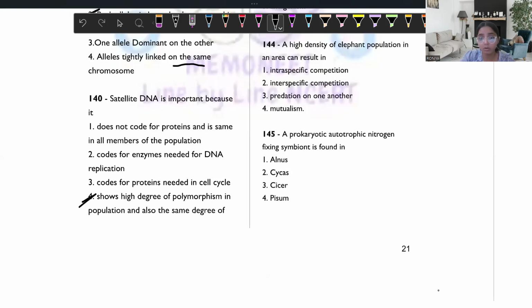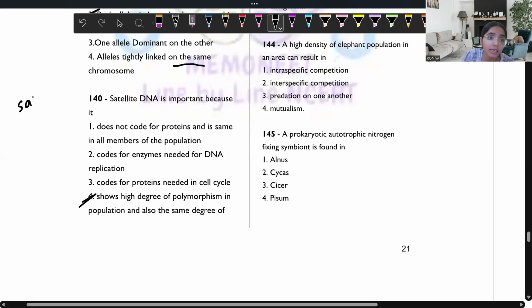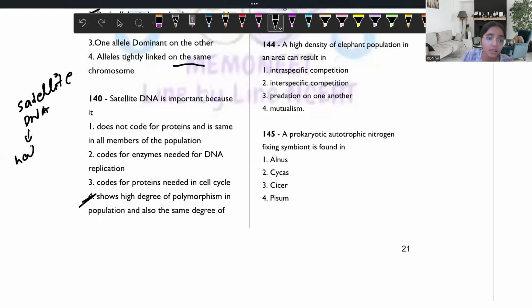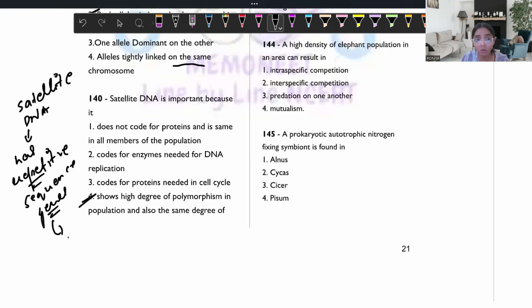See, one thing I want to tell you about satellite DNA, it is very important. Satellite DNA is nothing but a type of DNA which has a repetitive sequence of genes. And how many times this particular sequence is repeated is variable in different individuals of a population. Okay, so I'll give you an example. Let's suppose we have ATGCA. This sequence is present.